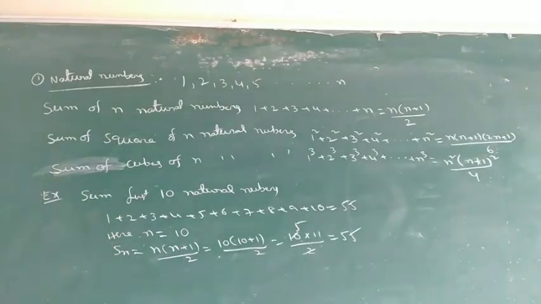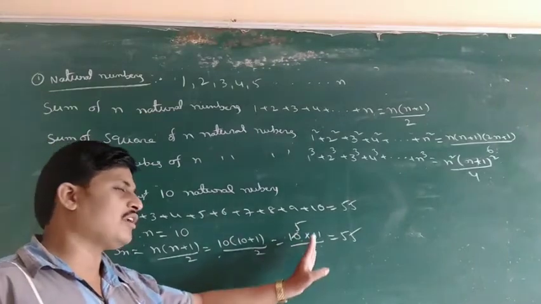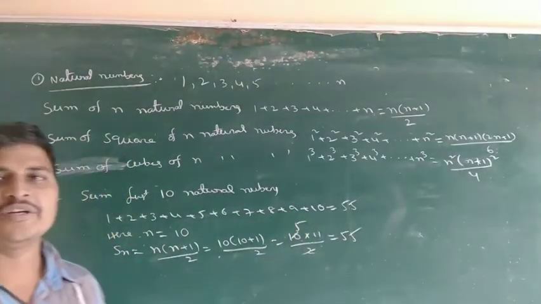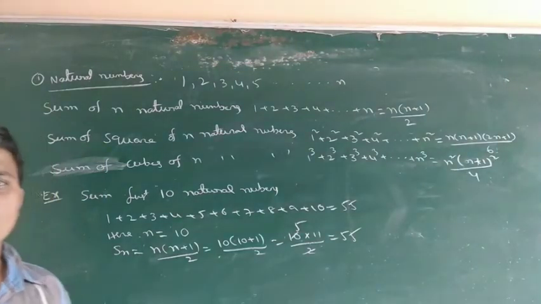This is enough. Sum of first 1000 numbers: 1000 into 1000 plus 1 by 2, 500 into 1001. Simply calculate. This is the formula.